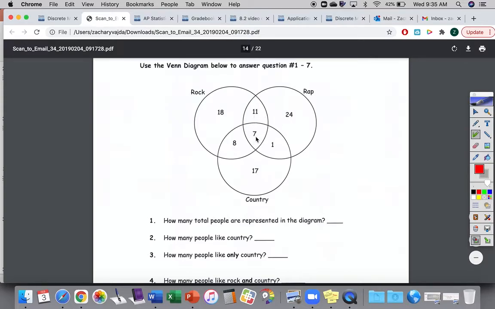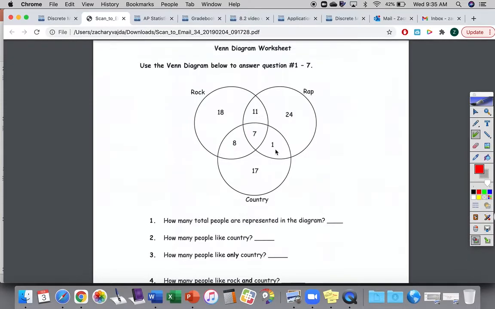What do these 7 mean? It means they like all 3 types of music because they are in the overlap of all. The 11, 8, and 1 are similar situations. They don't like all the music, but they like 2 of them. The 18, 17, and 24 mean they just like that type of music. No overlap.